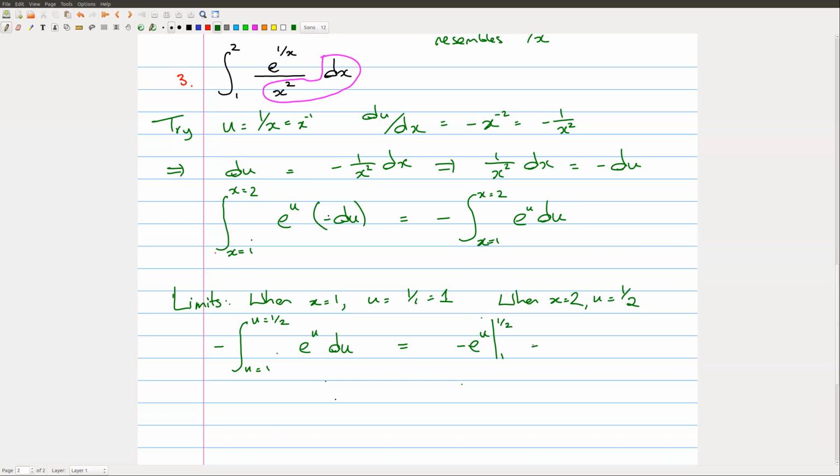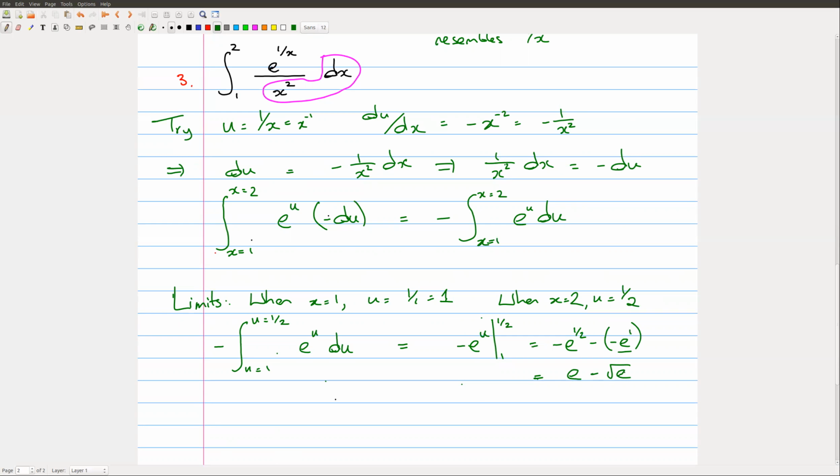So when u is 1/2, we get minus e to the 1/2. From that, we must subtract the value of the same expression at u equals 1, which is minus e to the 1, or minus e. So putting all that together, we've got e minus the square root of e. Okay, so that's an answer to that one.